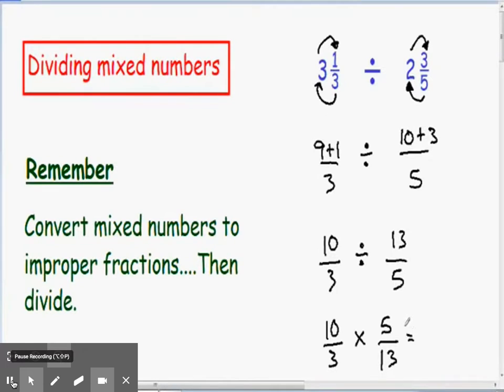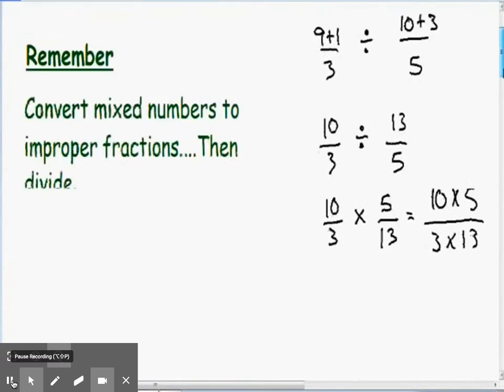So now I'm going to multiply these two fractions. First, I'm going to multiply my numerators. In our numerator, we have 10 times 5. And now I'm going to multiply the denominators. In our denominator, we have 3 times 13. And now I'm going to scroll down a little bit just to give me a little more space.